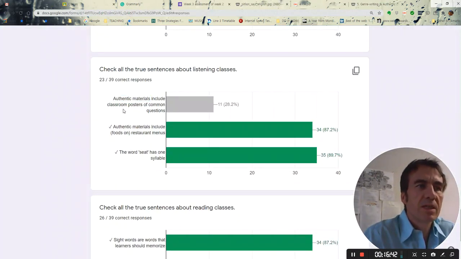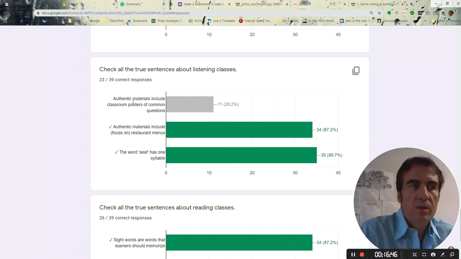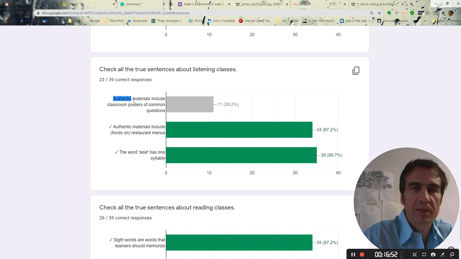Right, authentic materials include classroom posters of common questions. No, that's not authentic, that is inauthentic, because the teacher prepared them specifically for the students. Restaurant menus, yes, as long as you did not simplify it.